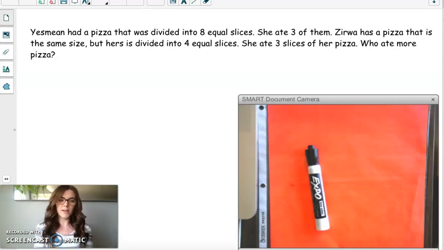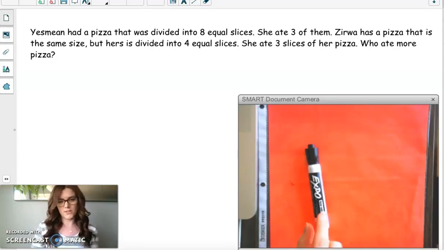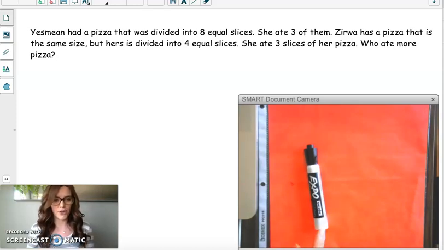Now, if you don't remember how to compare fractions with different denominators, you need to go back and re-watch the video lesson on comparing fractions with different denominators. For this lesson, you are going to need something to write on and something to write with. So I have my whiteboard and my whiteboard marker. If you don't have that, you can use a piece of paper and a writing utensil.